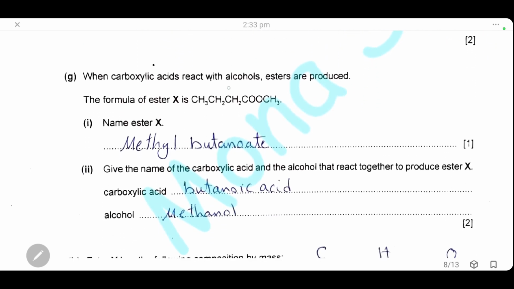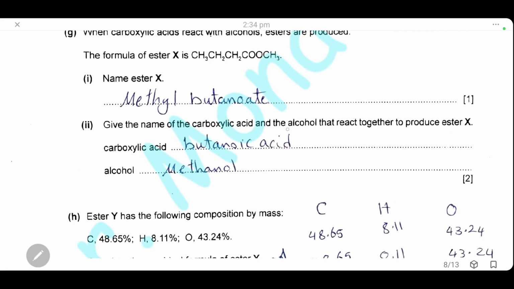When carboxylic acid reacts with alcohol, esters are produced. Here is the formula of ester. Name the ester X. To name the ester, we will divide it into 2 parts. Here is the part that comes from the acid. We have 1, 2, 3, 4 carbons, so this is butanoic acid. And here is the part from the alcohol. It's only 1 carbon, so this alcohol is methanol. And the name of the ester will be methyl butanoate because it comes from butanoic acid. Name the carboxylic acid and the alcohol that react to produce this ester. Of course, butanoic acid and methanol.